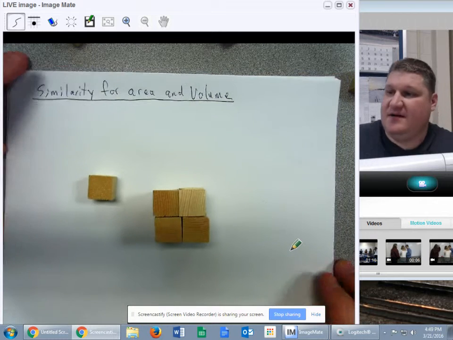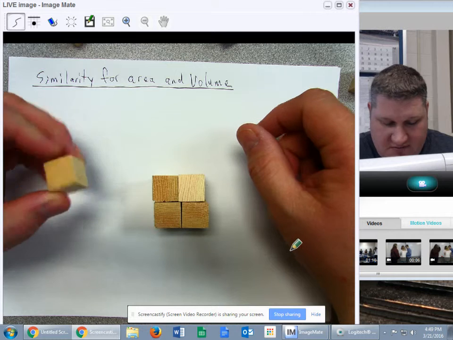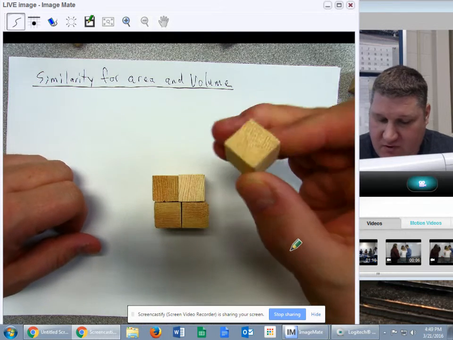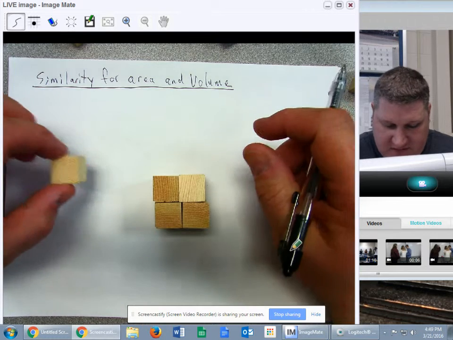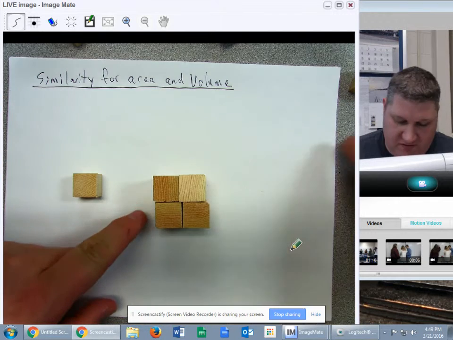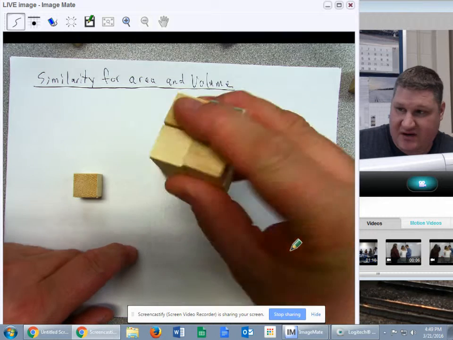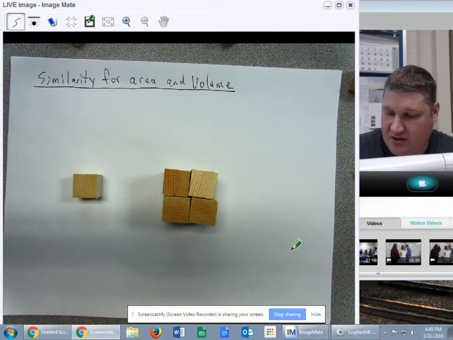Okay, let's talk about similarity for area and volume. Now, let's go back to our little cubes where we began. This little cube is 1 unit by 1 unit by 1 unit. In this case, it is clear to see that this is a cube as well, and I will show it to you because it is 2 by 2 by 2. So we've got a cube here and a cube here.